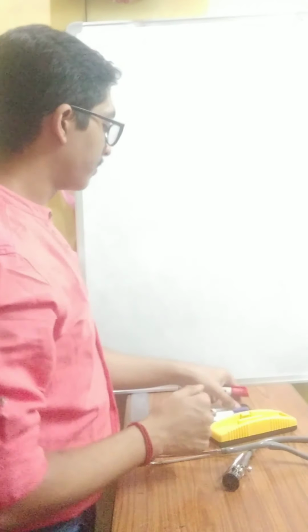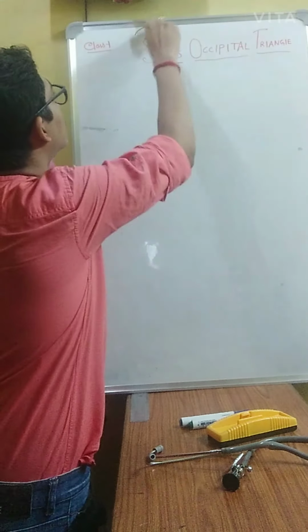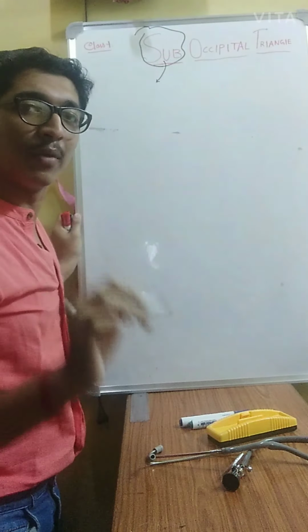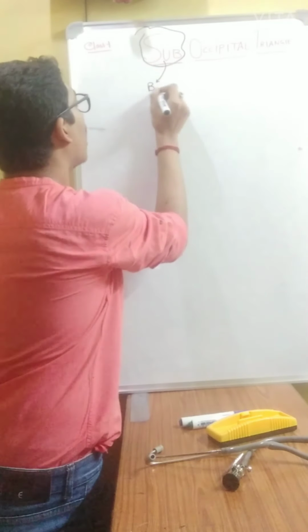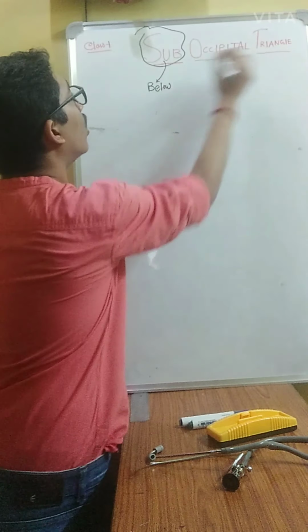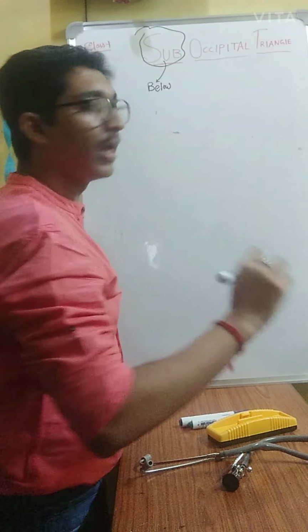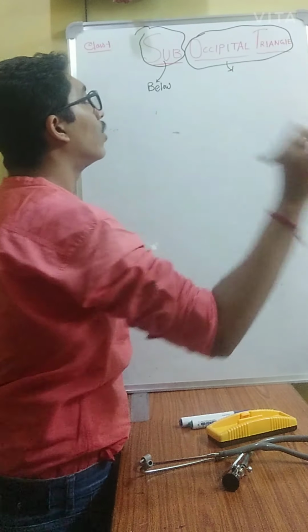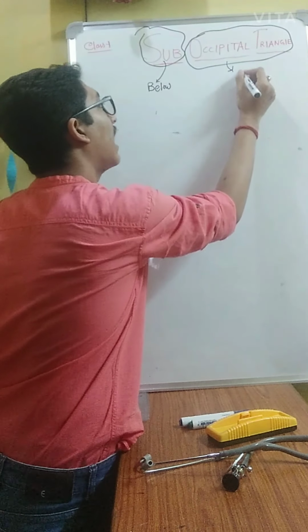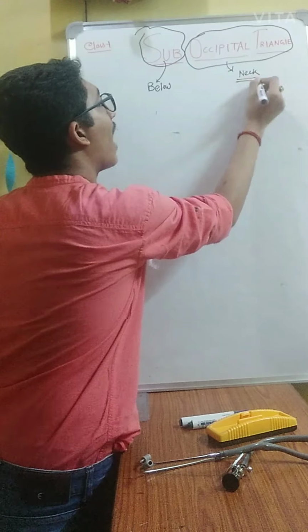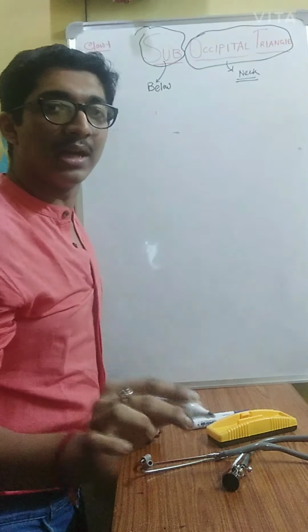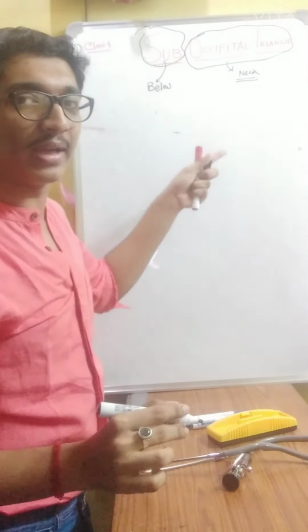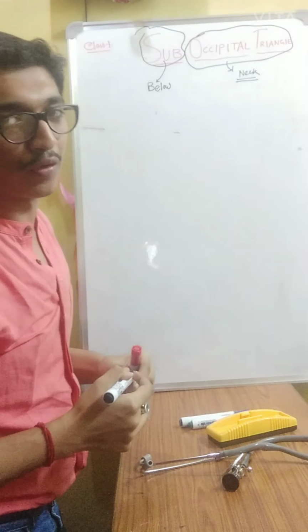Now let's see what the term means. Suboccipital: anything with "sub" means below. So suboccipital means below the occipital triangle. What is this? If you know, it is in the neck. In the triangles of the neck, there is the occipital triangle. So below this occipital triangle, there is the suboccipital triangle.